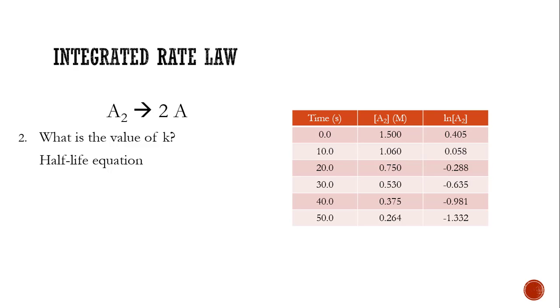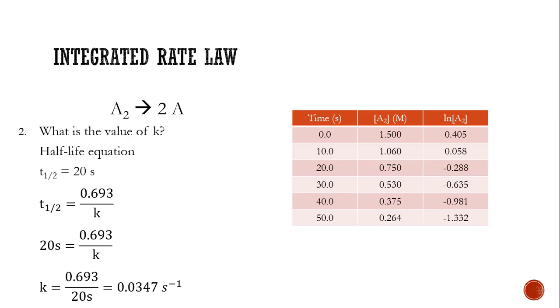Since we know the half-life, we can also use the half-life equation. The half-life is 20 seconds. This is the half-life equation relating half-life and rate constant. Plug in the values, solve, and you come up with the same answer.